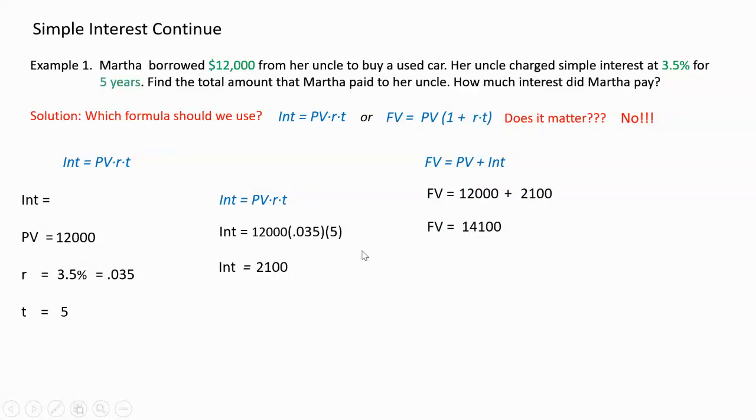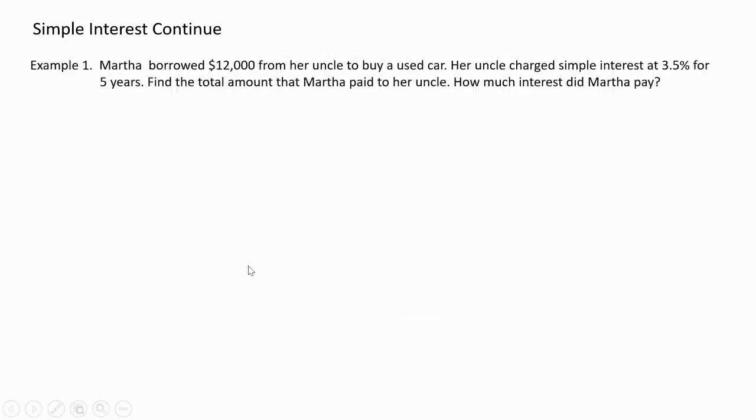So that's the money Martha paid after the 5 years. And the interest that Martha paid was $2,100. Okay. Now let's do another example.